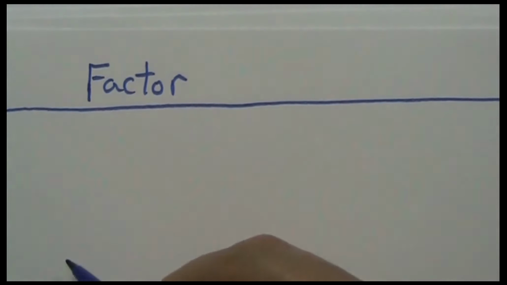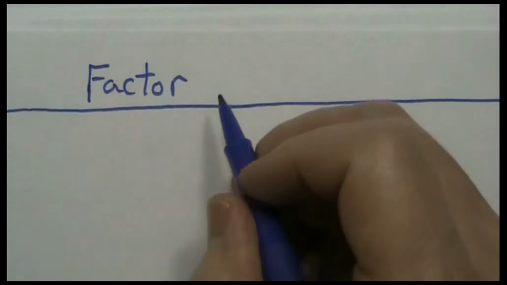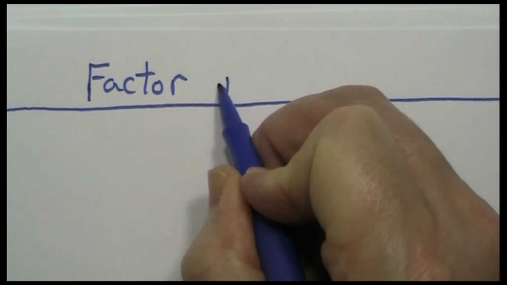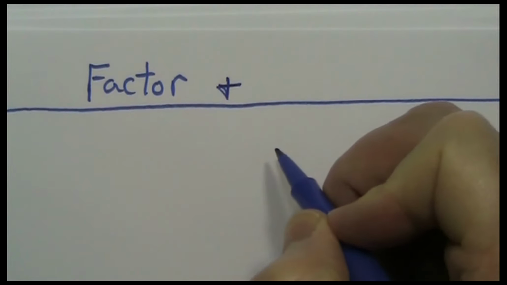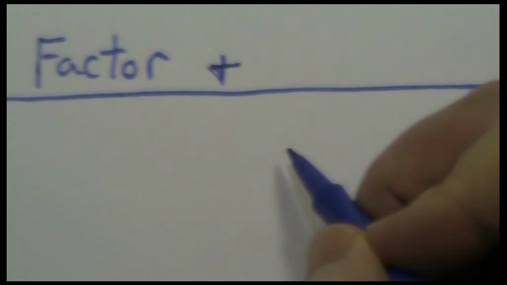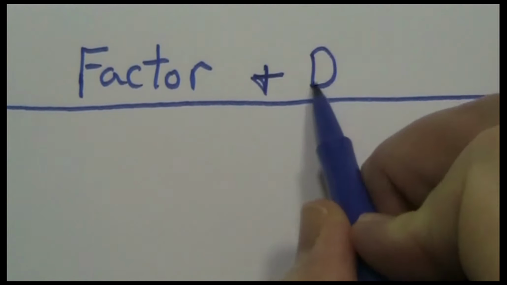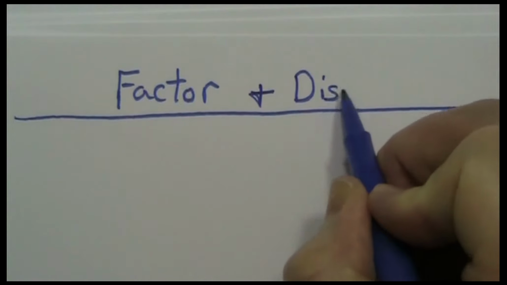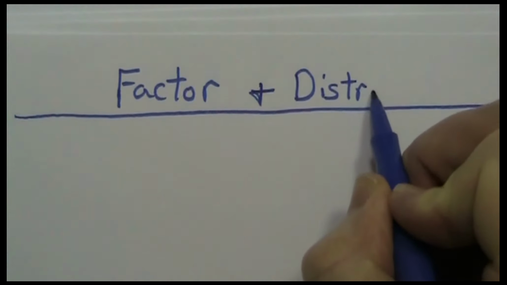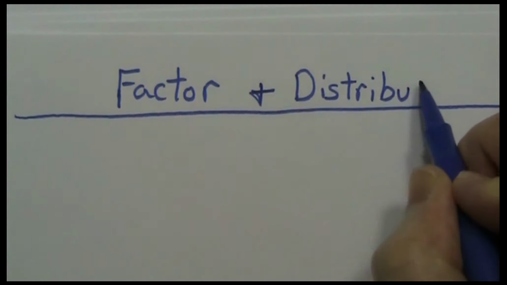All right, our title today is Factor. Factor. That's my symbol for and, kind of like a plus. It's a plus, but it's not a plus. And distribute. Factor and distribute. Distribute.